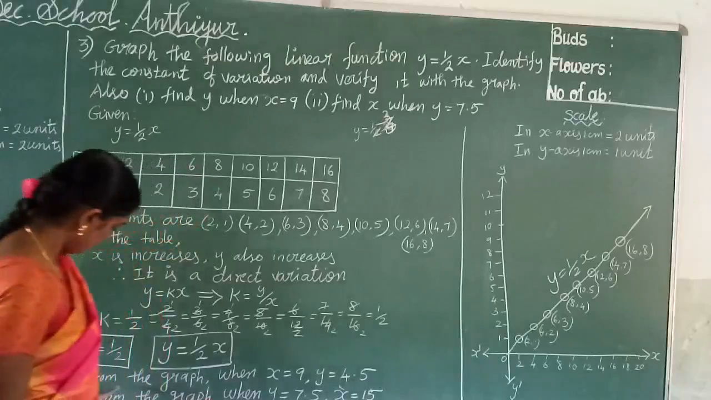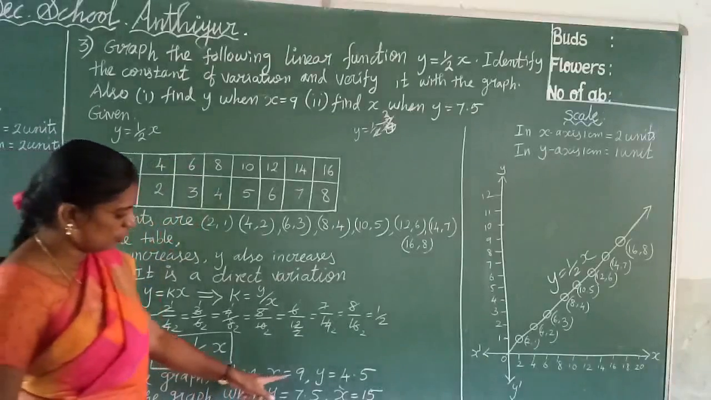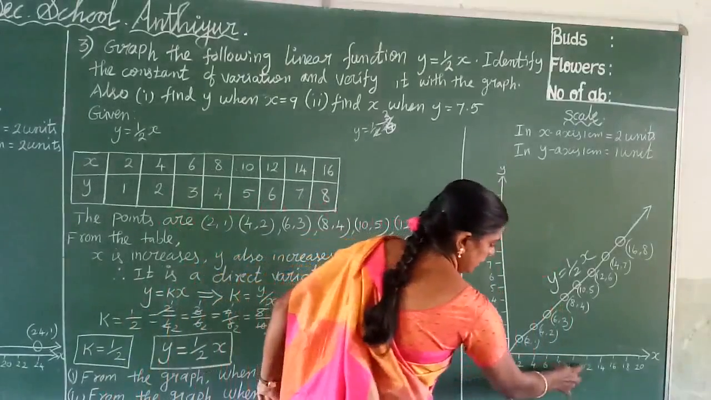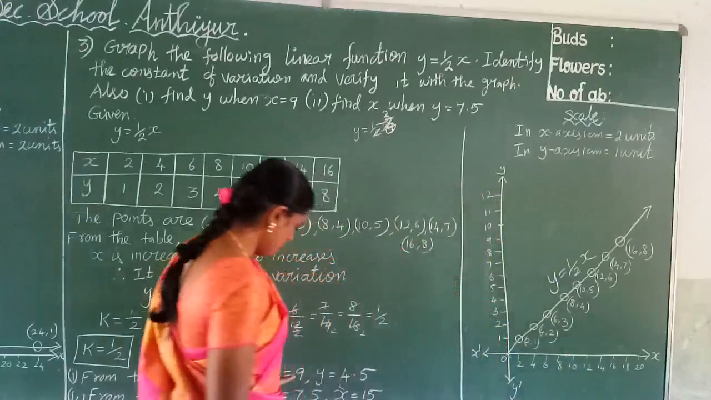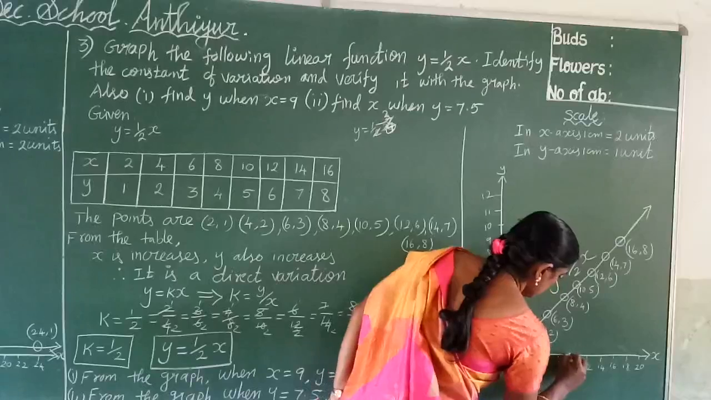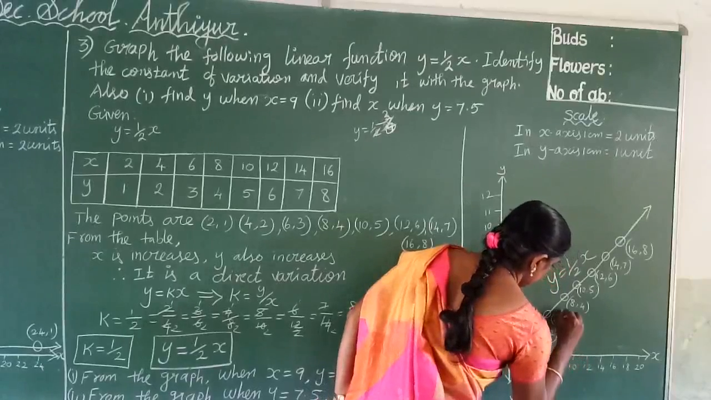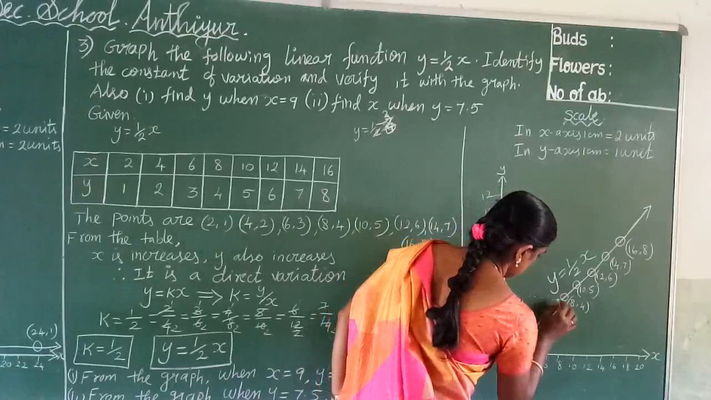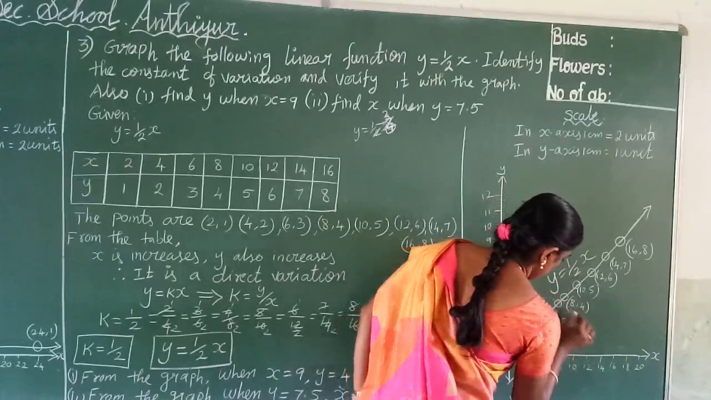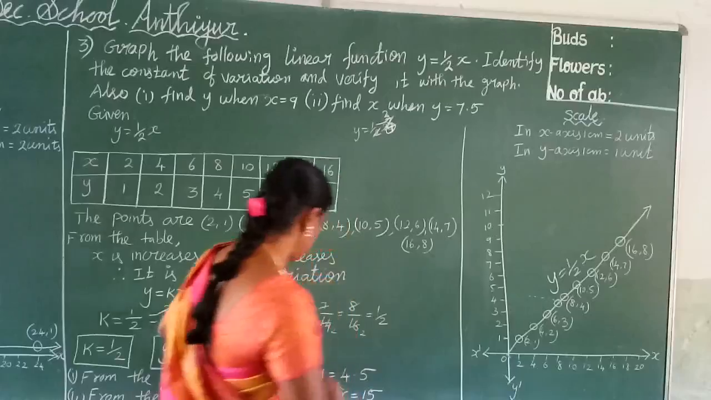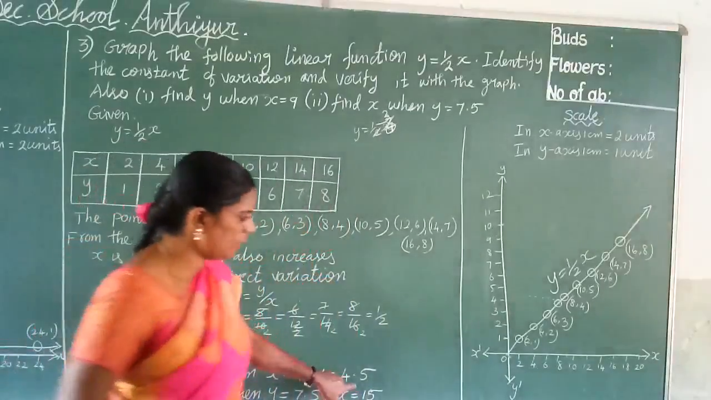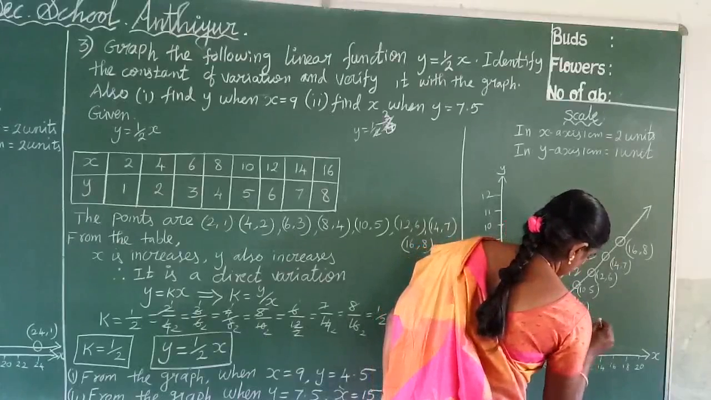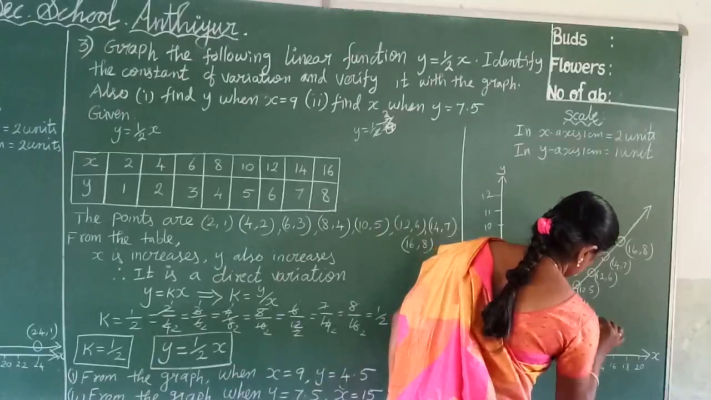Next find the answer from the graph. When x equal to 9, where is 9? In between 8 and 10, the small line is 9. What is the y answer? For x equal to 9, y is 4.5. So that is the point (9, 4.5).